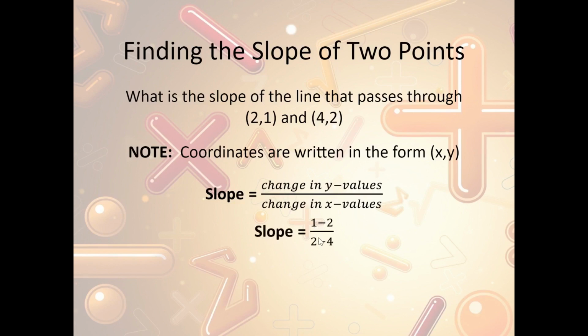So that's change in y over change in x. Now when I do that, 1 minus 2 is negative 1, and 2 minus 4 is negative 2. A negative divided by a negative just becomes a positive. So this is just 1/2. So my slope for that line that goes through those 2 points is 1/2.